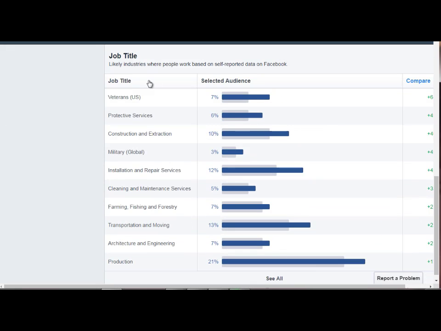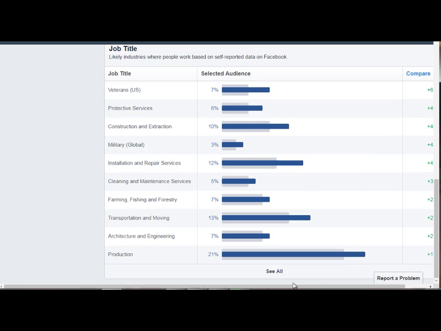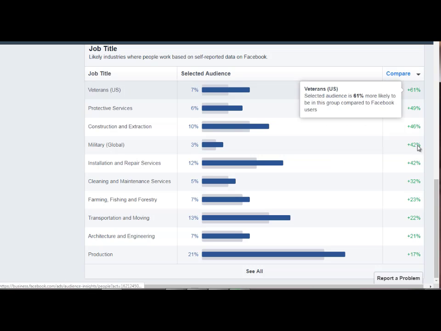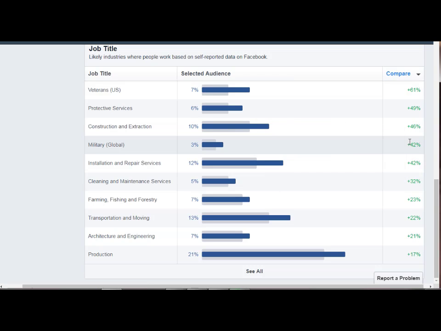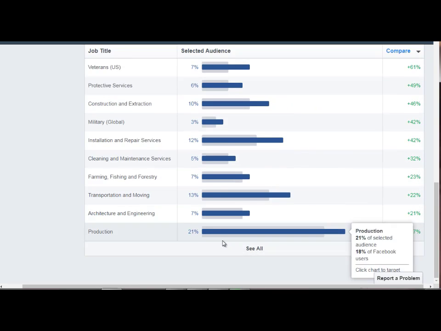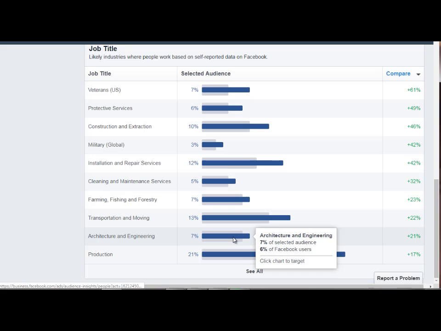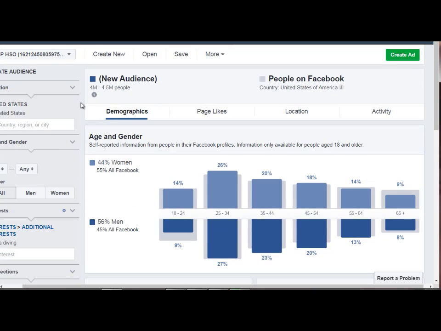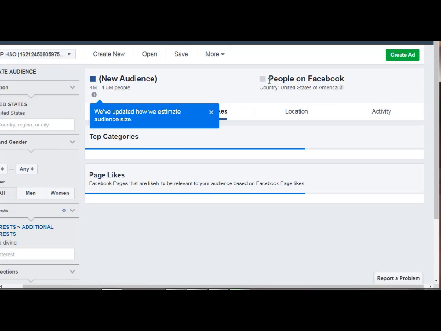We can see the job title. Now, if I scroll to the right here, this is important because it tells you which ones are increasing rapidly. We can see that production has the most, at 21%, and then transport and moving at 13%. So what this means is the people who are in this specific scuba diving interest have this particular job title.